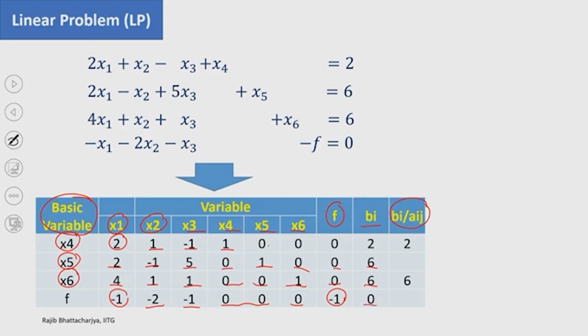Initially, what are the basic variables? The basic variables are x 4, x 5 and x 6. So, why are they basic variables?